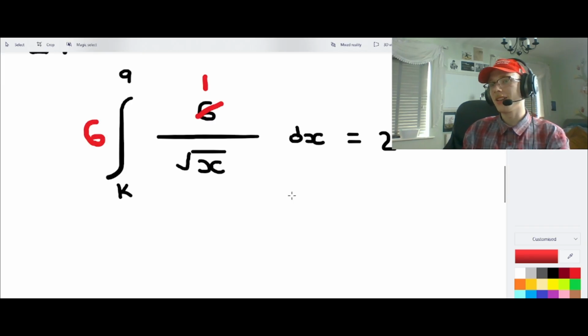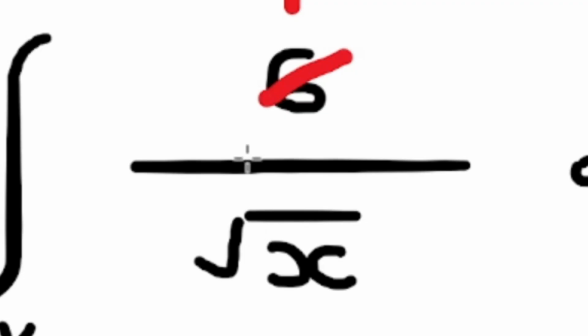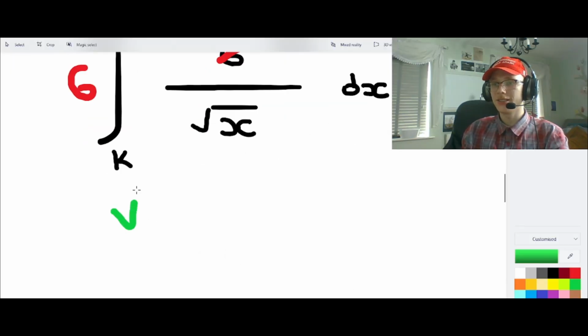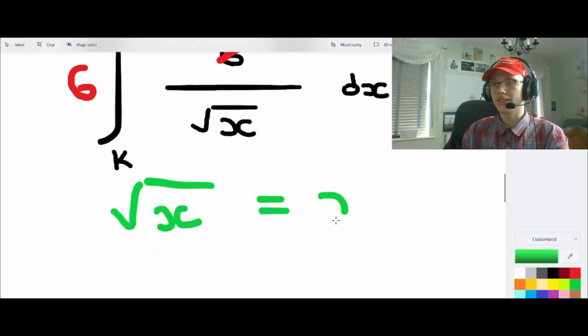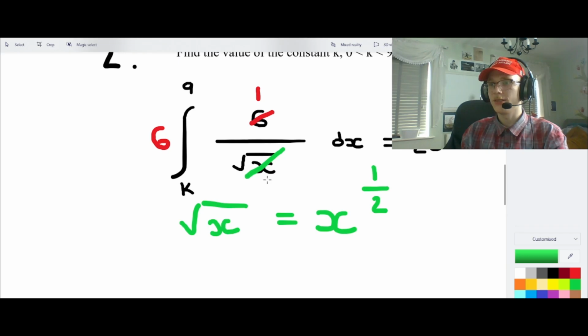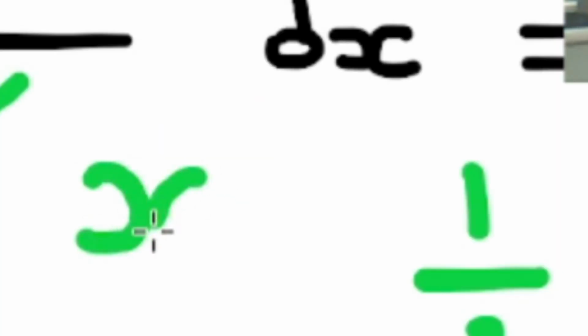So now what we can choose to do is simplify this part. Simplifying this part is easy because if we know what root x is in its index form, we know that it is just x to the power of a half. Very easy. Cross this out and let's just put x to the power of a half.